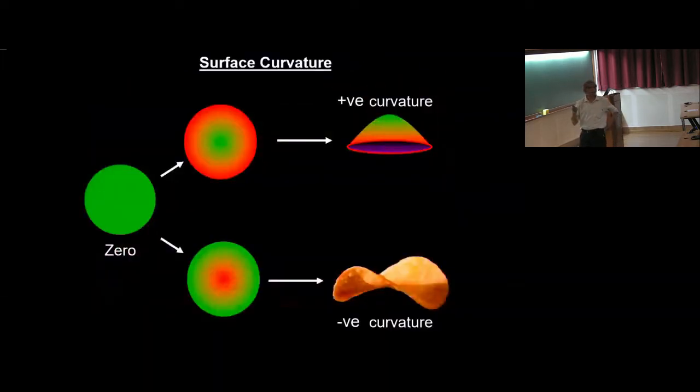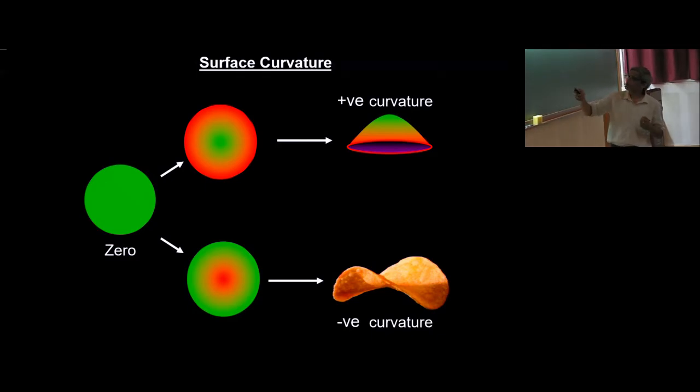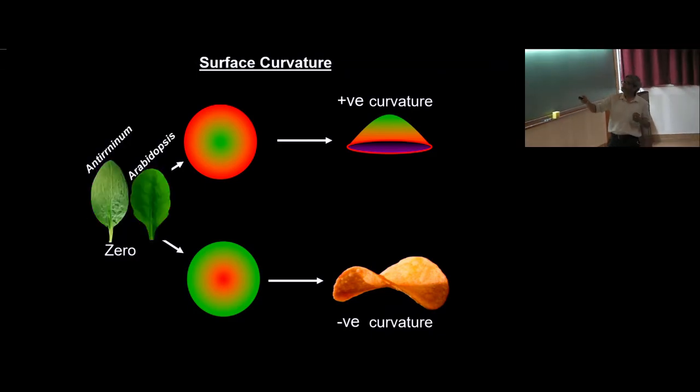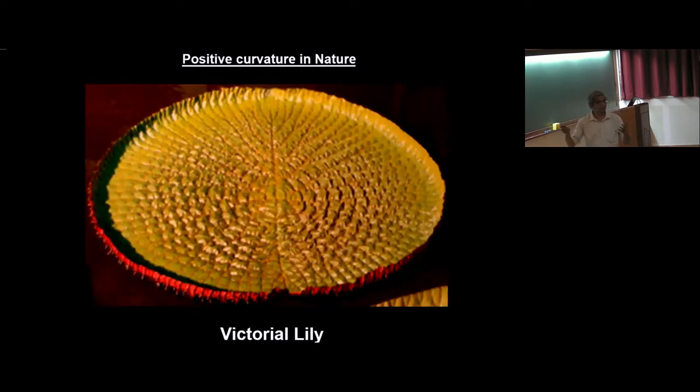So how to measure it? Because it's not very easy to measure Gaussian curvature, positive Gaussian curvature. So what you do is, in nature, you see, these are variants, as I said. Very few species are negative or positive Gaussian curvature, and the majority of the species have zero.